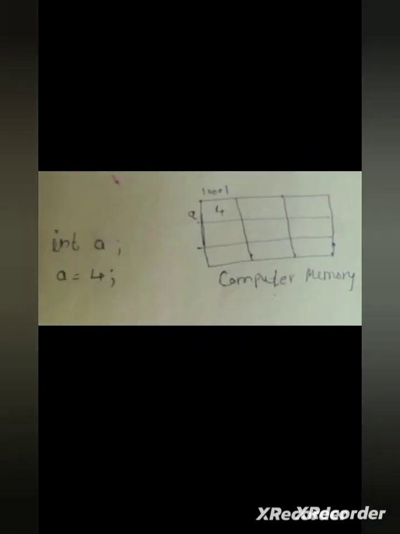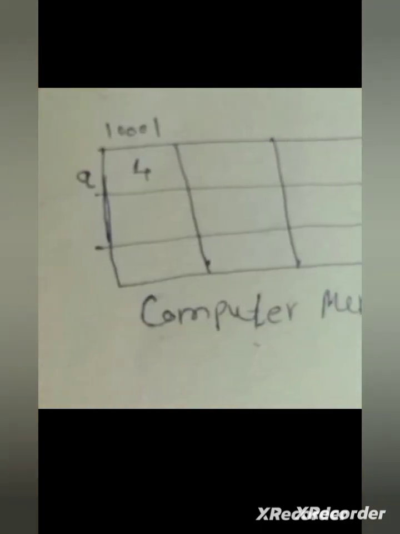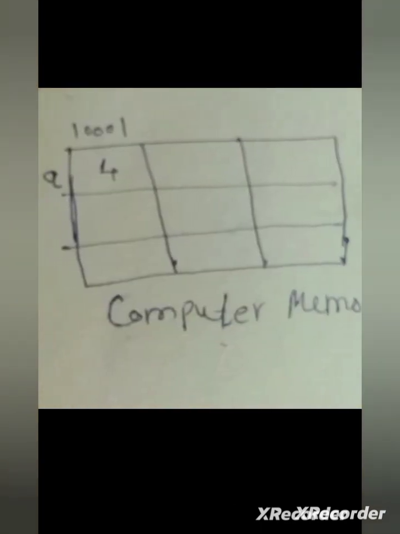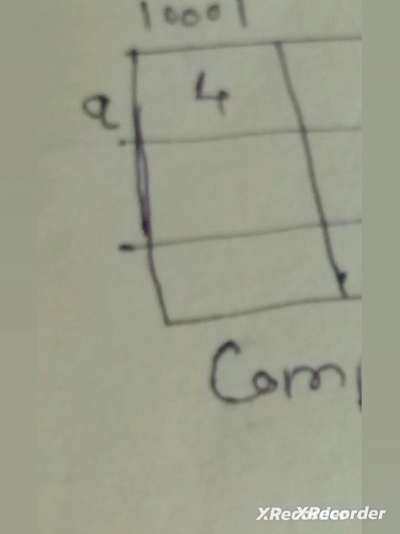Now we'll see how actually the memory is allocated for a variable. See, we write the statement int a. So what actually it does, this is the computer memory. It allocates somewhere 4 bytes of memory for that variable. Suppose it's a single memory block at some address 1001. For the variable a, it has allocated the memory of 4 bytes.